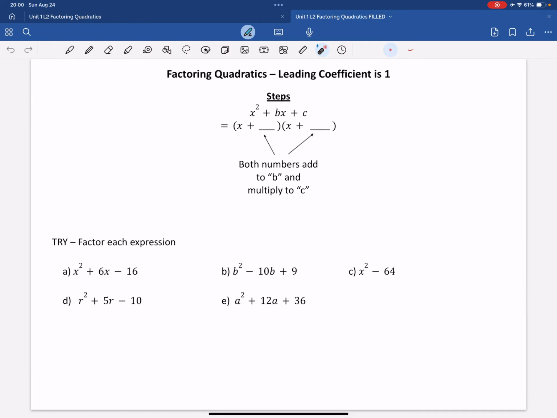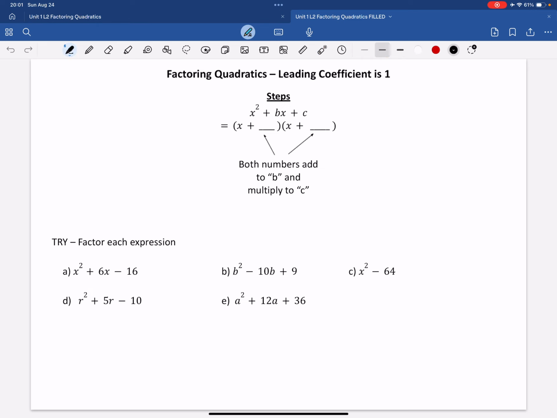Okay, so first step, right? If we have a leading coefficient of 1, it's pretty easy because we're going to break that x squared, or whatever the first thing squared is, into its square roots. Okay, so in all these cases, we have something that's squared. This is going to break down as an x times x. This is going to be a b times b. This is going to be an x times x. This will be an r times r. This will be an a times a. Okay, so I'm going to pick, let's do a b, right?